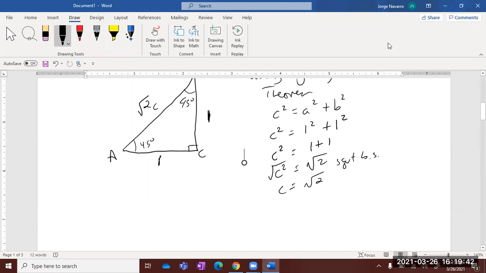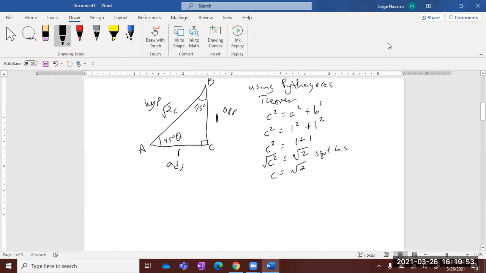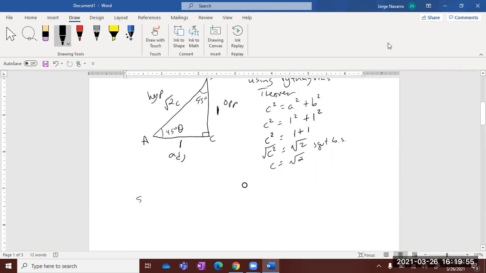Now note, I'm going to take this as being theta. So this will be the opposite, this will be the adjacent, and this will be the hypotenuse. So judging from that, sine of 45 degrees is opposite over hypotenuse. So the sine of 45 degrees is going to be 1 over root of 2.